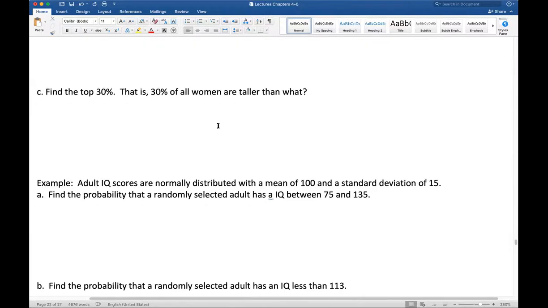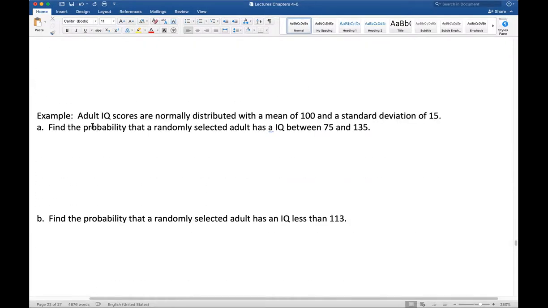In the third page, you see an example: adult IQ scores are normally distributed with a mean of 100 and a standard deviation of 15. Find the probability that a randomly selected adult has an IQ between 75 and 135. So how can I find the probability? We're just going to use the normal CDF. I'll show you.